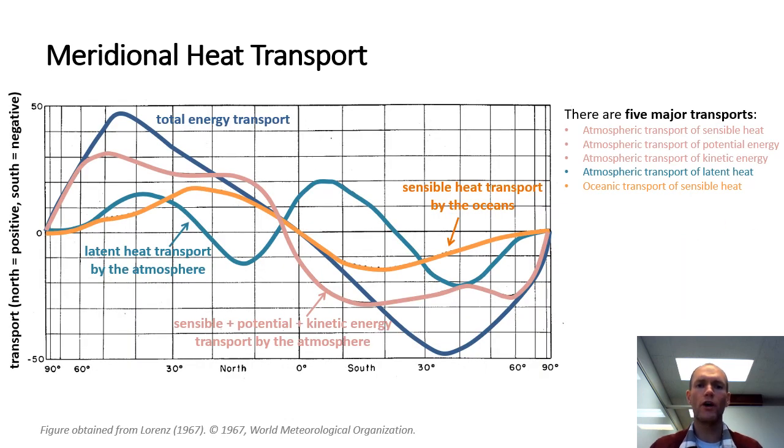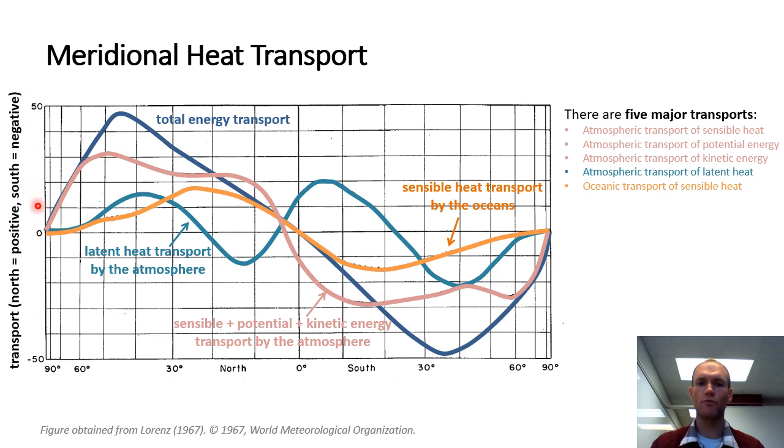So let's take a look at a quantification of this energy transport or heat transport. And this is dating back to Ed Lorenz's work over 50 years ago now, but is still quite valid, quite relevant to us today. Along the x-axis of this diagram, we have latitude. We have the equator here at the center, 0 degrees latitude. Northern hemisphere is on the left, southern hemisphere is on the right here. The vertical axis is the transport, with values ranging from -50 to 0 to 50. This tells us the magnitude, but also the direction of the transport.